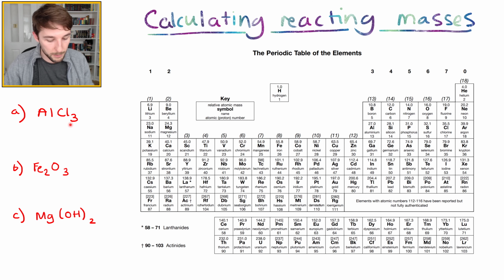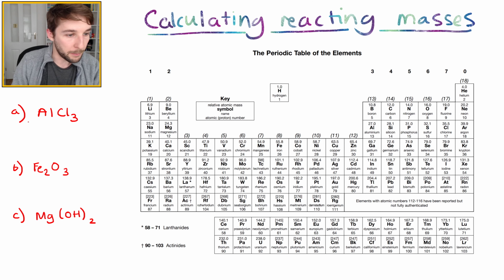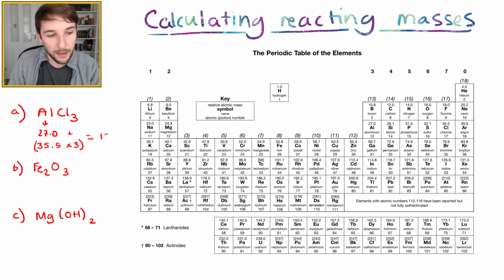Okay then, so our first one was this aluminium chloride here. You should have got aluminium as having a relative atomic mass of 27.0. And then we've got 3 chlorines, each at 35.5, so I'm going to do 35.5 multiplied by 3. I'm going to add all of that up and we'll see what we get. We should have got 133.5 grams per mole.